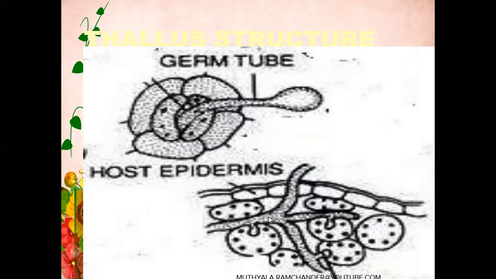Mainly the fungi of Albugo receive food material through knob-like structures called haustoria. Haustoria mainly help in collecting food material from the host cells. This is the mycelium or thallus structure of Albugo.